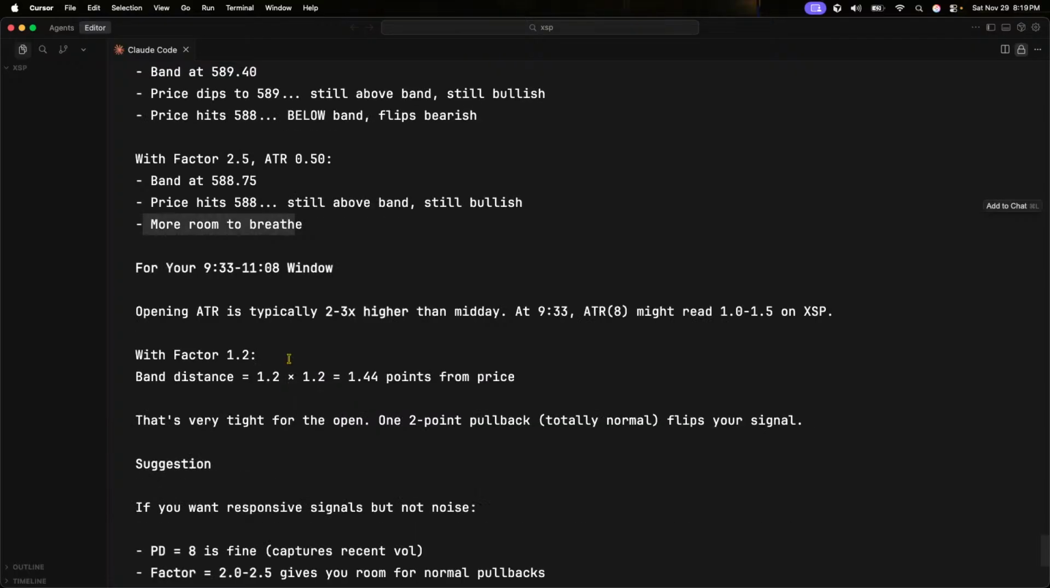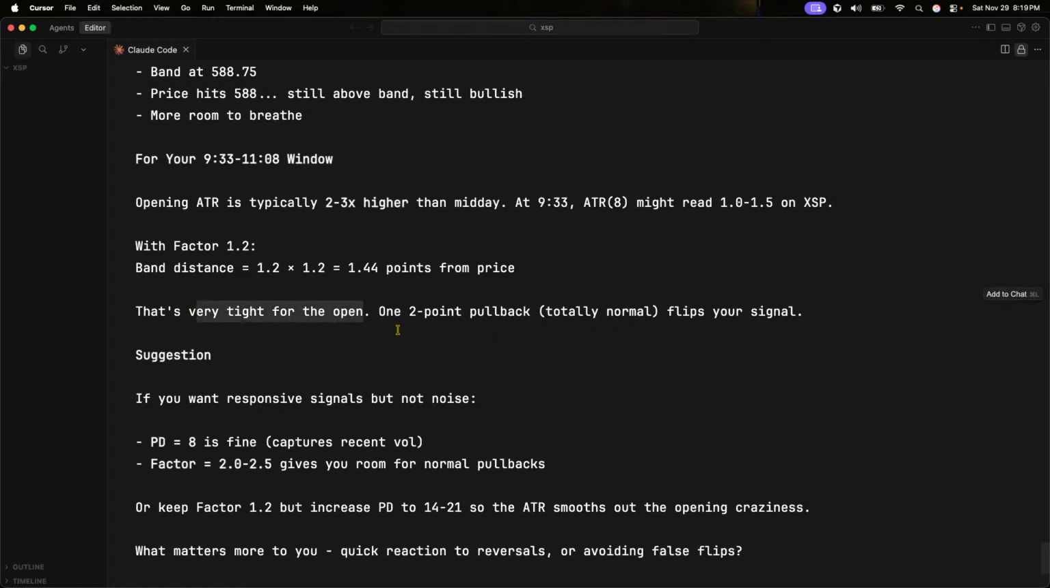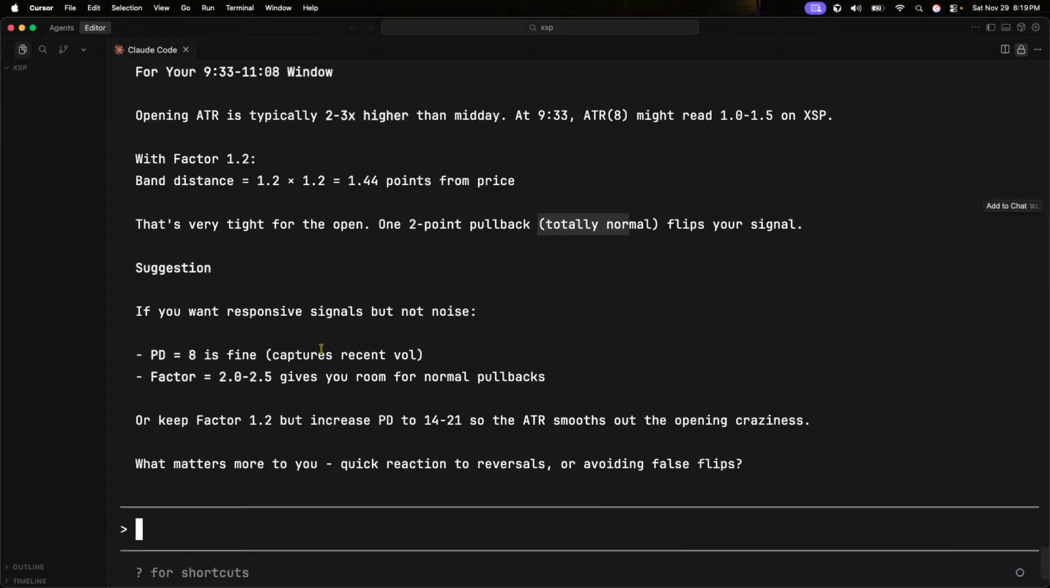For your windows, the opening ATR is typically 2 to 3 times higher than midday. So at 9:33, an ATR 8 might read 0.1 to 1.5 on XSP. With a factor of 1.2, the band distance equals 1.44 from the price. So that's very tight from the open. Only a 2 point pullback, totally normal, flips your signal. This is fine, but we want to start a little bit more aggressive.